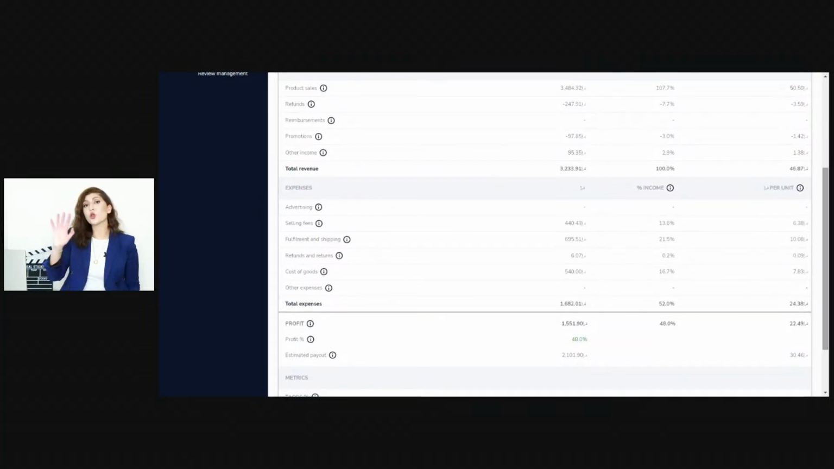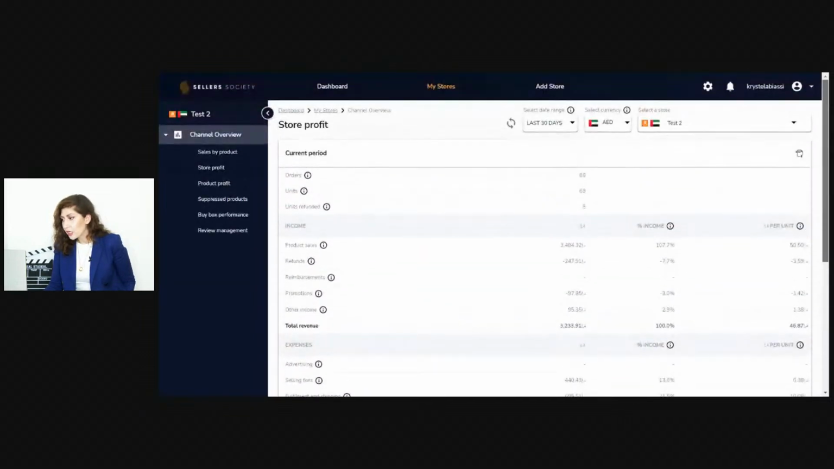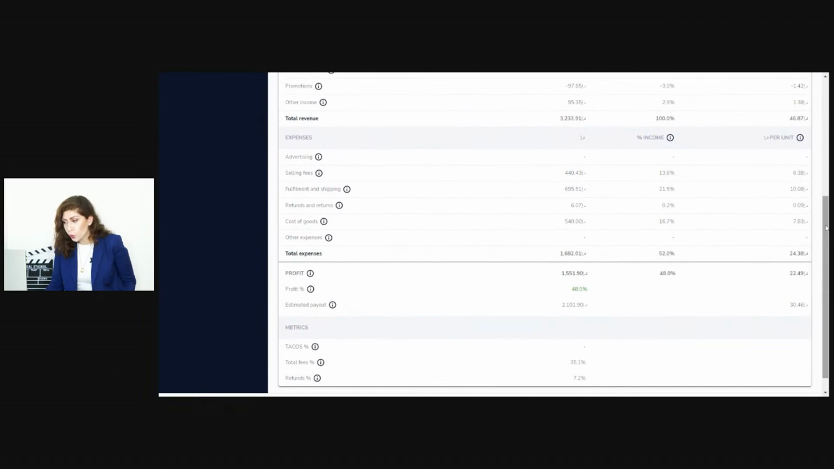Now, of course, this is for your whole store. This is not per product, but the system breaks down the same thing for your product as well. You can look at your total revenue, and this is where it becomes very interesting. It's going to show you the expenses. It's going to show you your advertising, your selling fees, your fulfillment and shipping, the refunds and returns, the cost of goods, because we actually added our cost of goods, because that's very important.